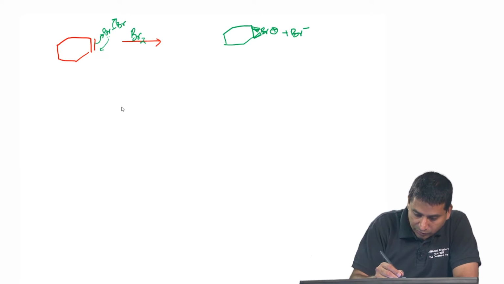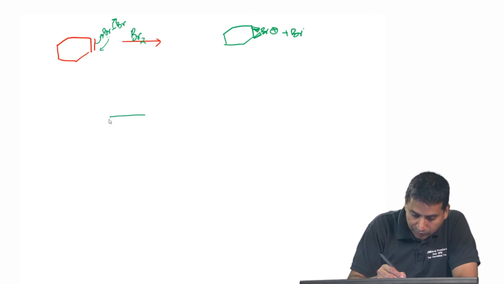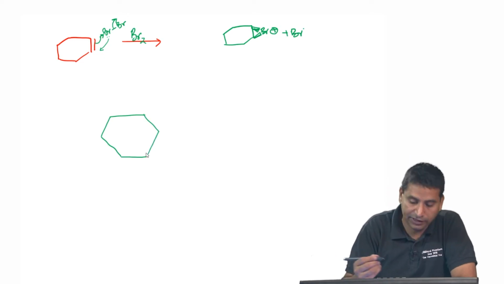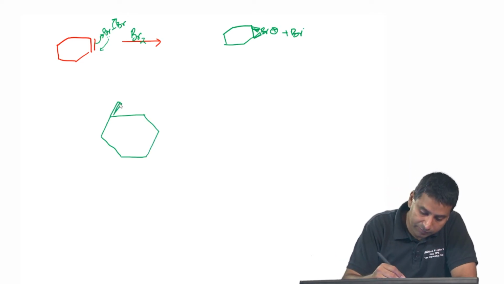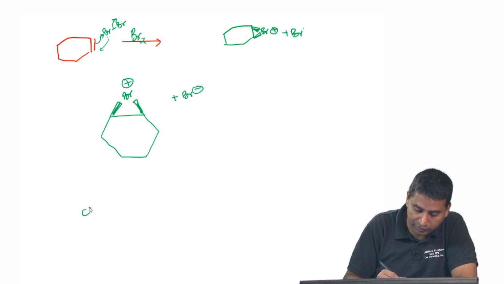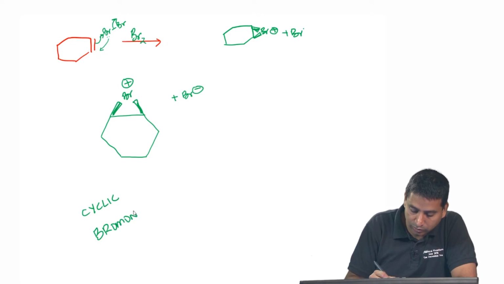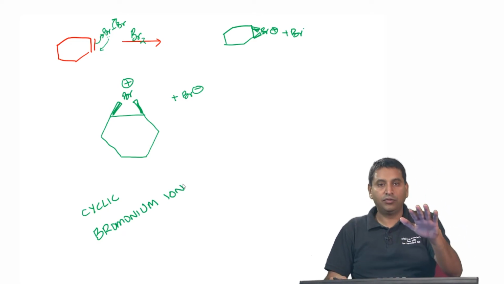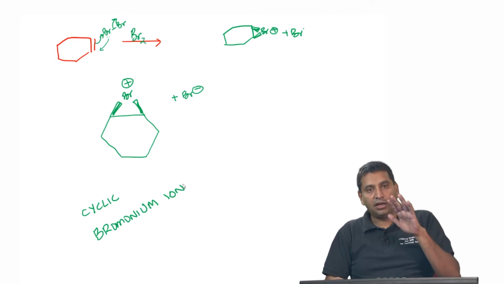So, just to draw this out clearly, let me draw it out the following manner. I am drawing cyclohexane and Br, going to be a positive charge and Br minus. So, this is called the cyclic bromonium ion. Okay.